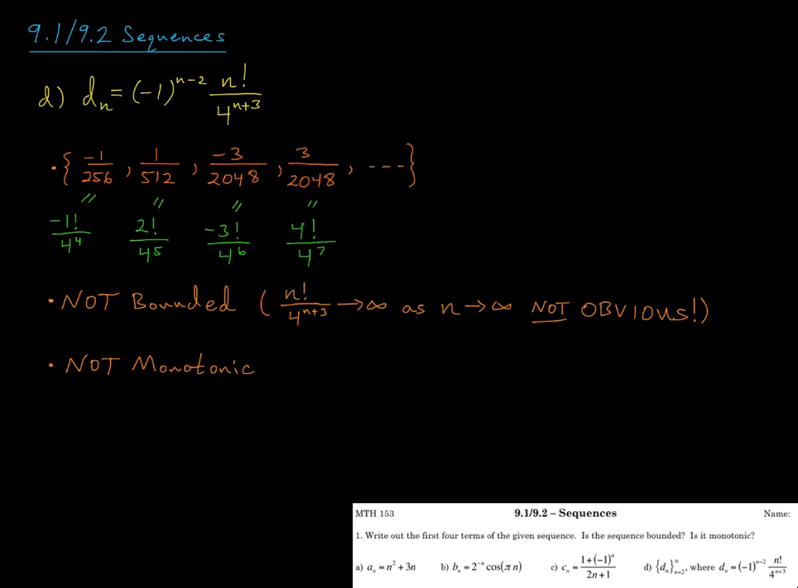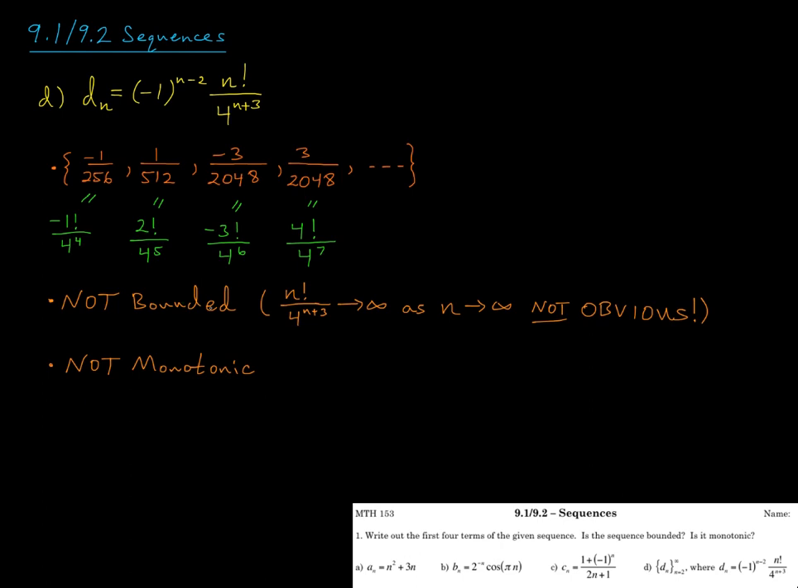So this term, n factorial over 4 to the n plus 3, this thing does approach infinity as we let n approach infinity. This is not a terribly obvious statement that this numerator does blow up. It does take a while. Again, looking at just the first couple terms does not make that fact evident. But we will, when we actually talk about limits in more detail, be able to show this.